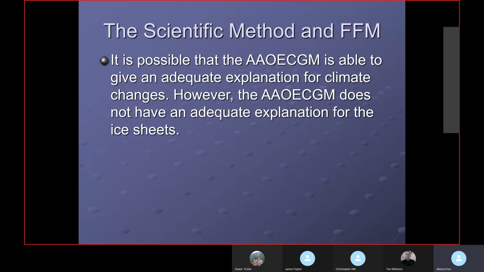It's possible that the atheist, agnostic, old earth creationist geologic model is able to give an adequate explanation for climate changes. Now, I believe they can give some fairly reasonable explanation for climate changes, but they do have a problem explaining the ice sheets and how they were formed. We went through this and laid out why they have a problem.